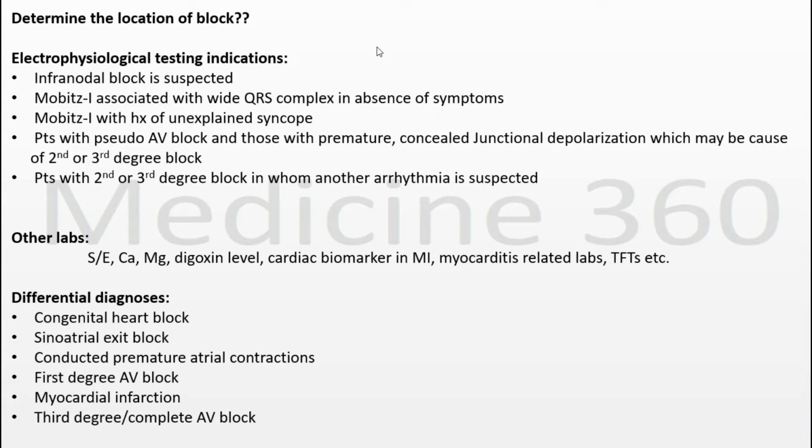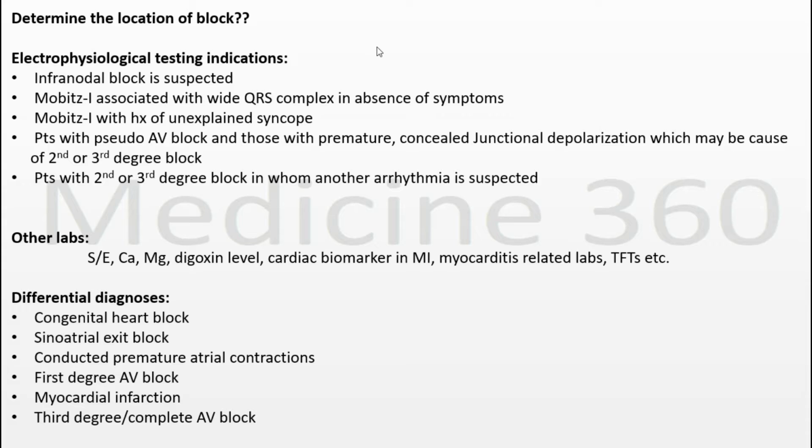Now, determination of the location of the block. By looking at the ECG, we can to some extent be sure about the location of the block by looking at the QRS complex, whether it is prolonged or narrow or wide. In case of a wide QRS, it is most likely an infranodal block, and in case of a narrow QRS complex, it is most likely present in the AV node.